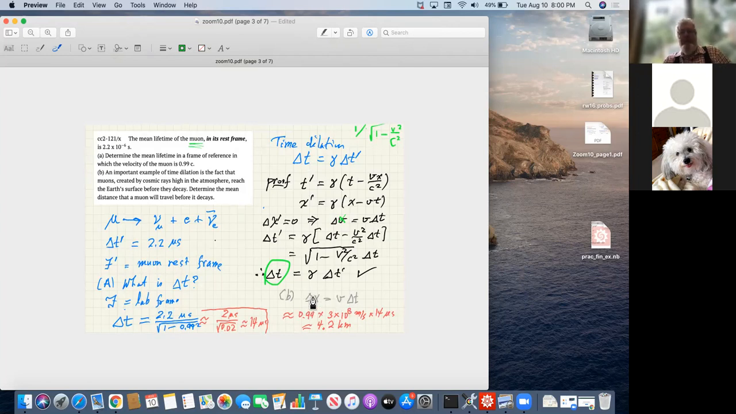All right, thank you. So you have to use the same coordinates for one frame of reference. You have to say, am I talking about the distance relative to the Earth? Yes, what's the mean distance that a muon will travel? That means relative to the Earth.